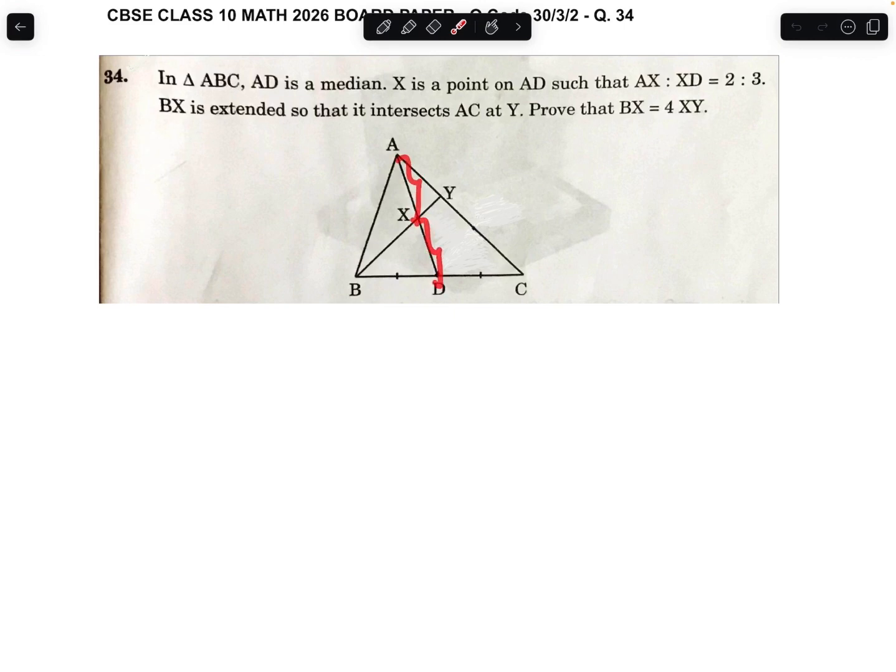AX is to XD is 2 is to 3. BX is extended so that it intersects AC at Y. Prove that BX is 4 times XY.